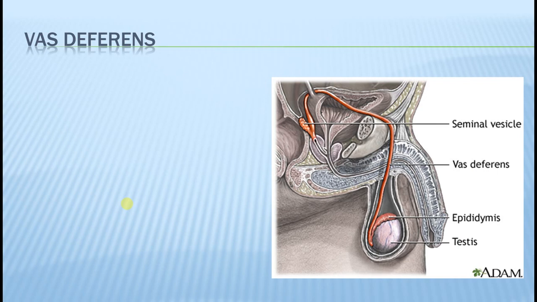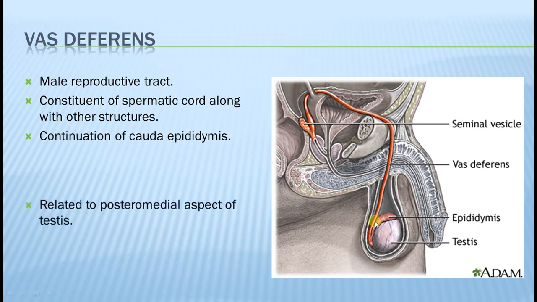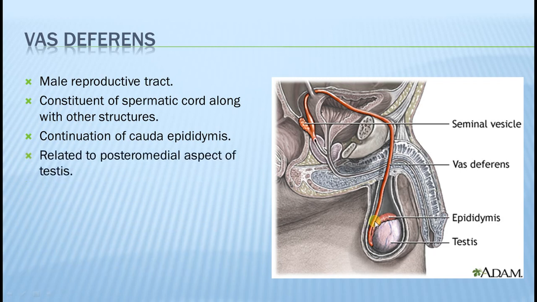So we have seen about the testis and the epididymis. Next we will pass on to the vas deferens. So what is vas deferens? It is a part of the male reproductive duct system, present within the spermatic cord along with the other structures. 45 centimeters in length, it continues from the cauda epididymis and is related to the posterior border, posteromedial aspect of the testis.